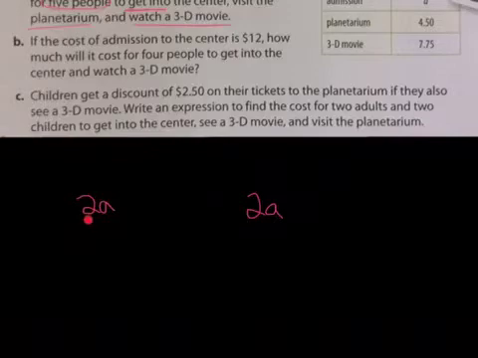Okay, so let's say we have 2A, 2 admissions for the adults. Well, the adults would have to pay 2 of this, right? So $7.75 plus $7.75, and 2 for the planetarium, $4.50 and $4.50. When you add 2 of these and you add 2 of these entrances or costs, you get a total of $24.50. So for the adults, it's going to be 2A plus $24.50. Okay, I'm going to close the parentheses.